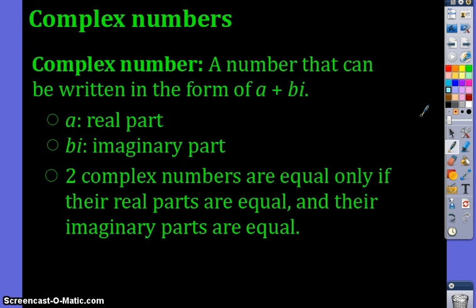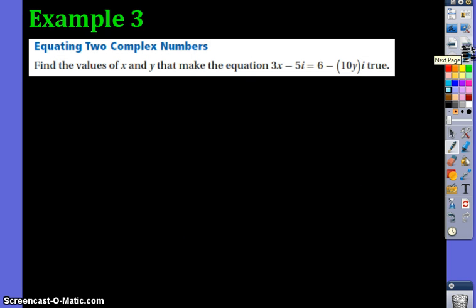And then lastly, we have this idea of a complex number. A complex number is a number that could be written in the form of a plus b times i. In this situation, a is the real part. We'll talk more about this in class today, but it's the real number part. And b times i, as you can imagine, is the imaginary number part. Here's the key idea: two complex numbers are equal only if their real parts are equal and their imaginary parts are equal. That ties into this idea right here, equating two complex numbers.